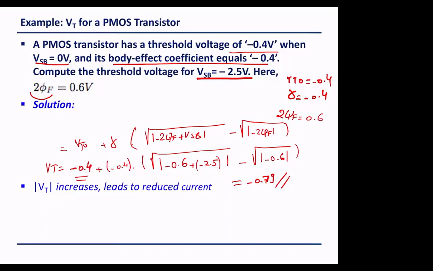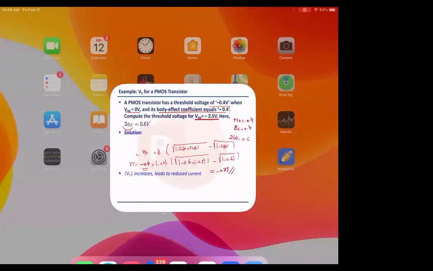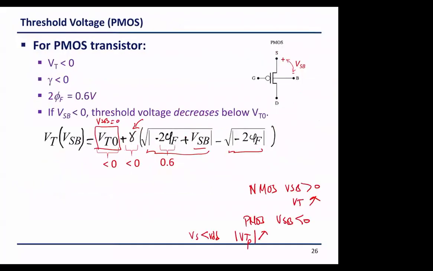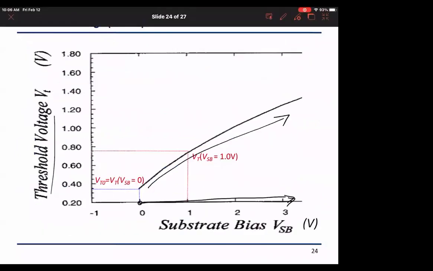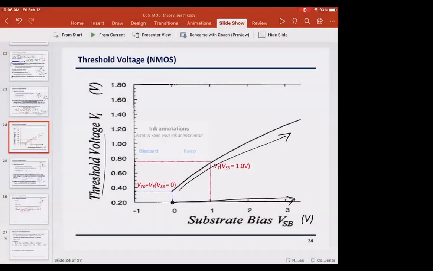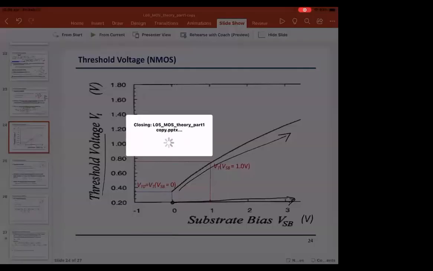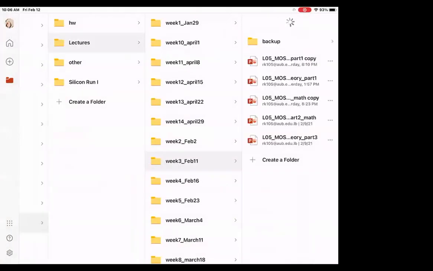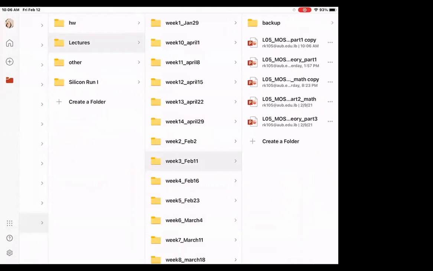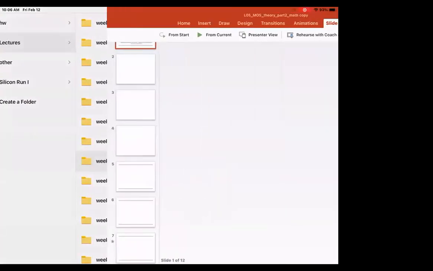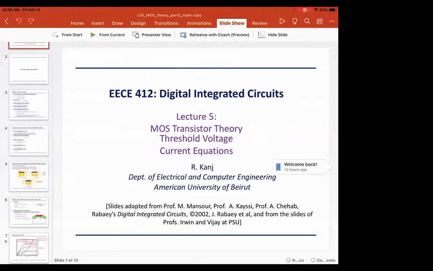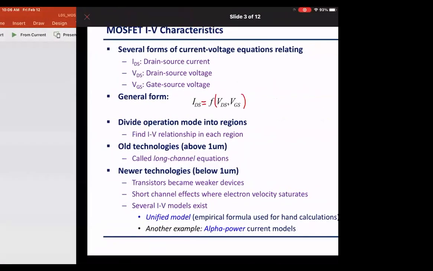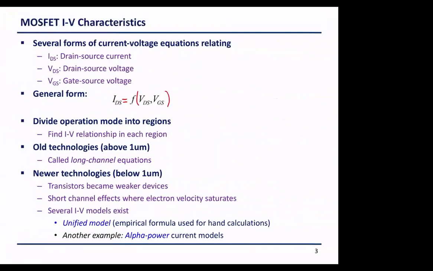Okay, so this concludes our analysis of the effect on the threshold voltage, and we will now move to another set of slides, part 2. In part 2 for the current equations, we will be looking at the basic model. We will revisit quickly the regions of operation, and we will then look at the long channel model and the short channel model.